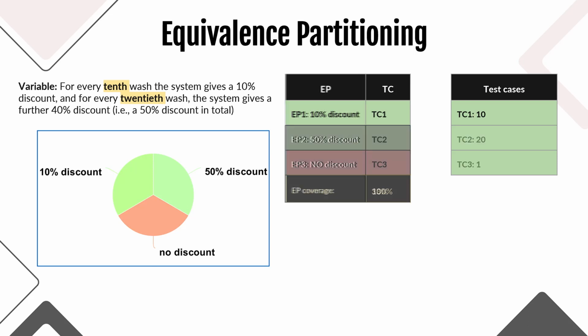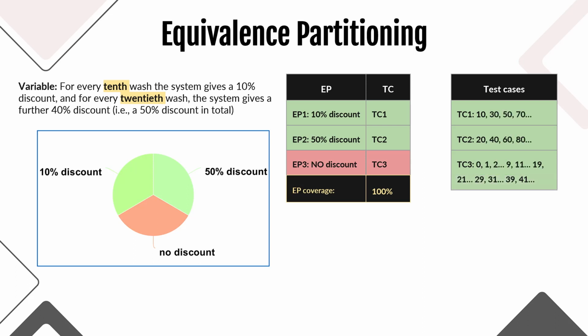Accordingly, for the equivalence partition, a 50% discount, the test will be the 20th wash. For the equivalence partition, no discount, there will be one wash. Other values can be, for example, the 30th wash, the 40th wash, or the 9th wash.